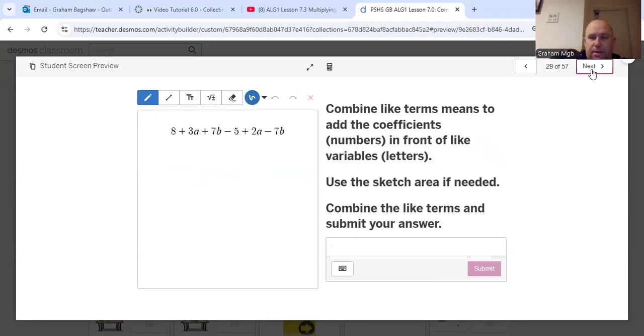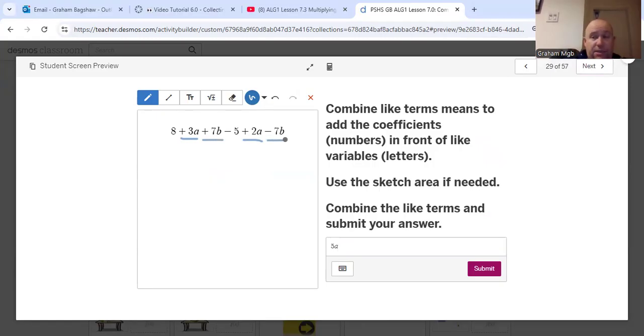And I can confirm that that one is correct. Ooh, this one looks a little bit longer. I always like to do my letters first. So I can see I got positive 3 plus 2, which is 5. So 5a. I have 7b and then take away 7b.